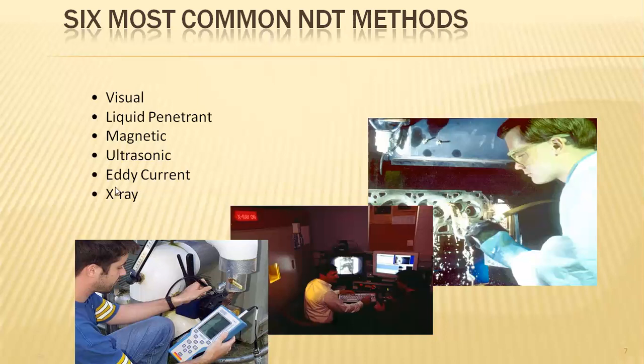The X-rays or radiographic testing process: X-rays and gamma rays can be used.